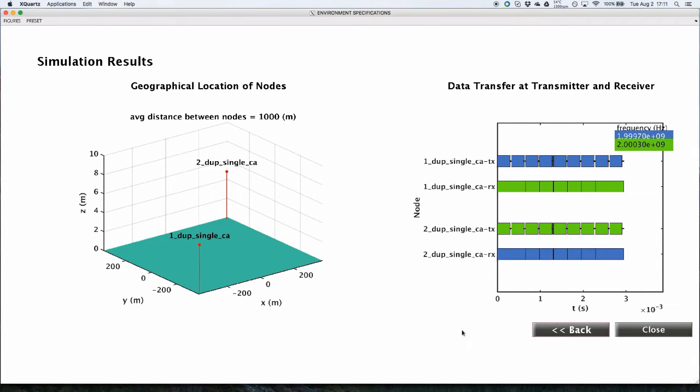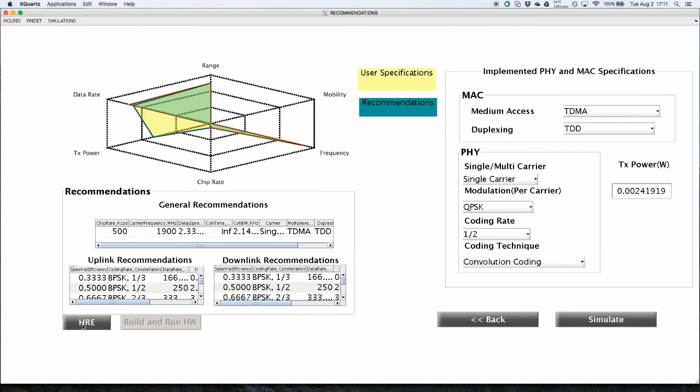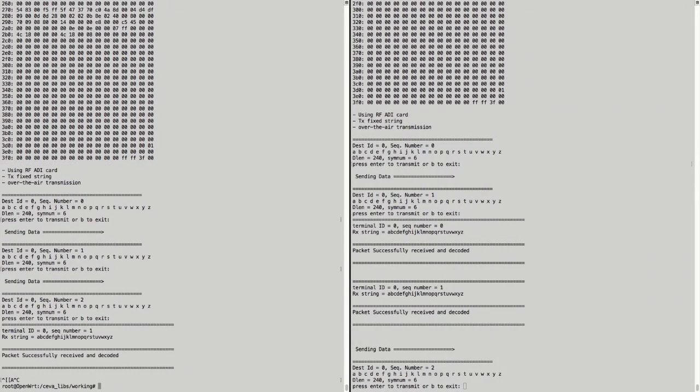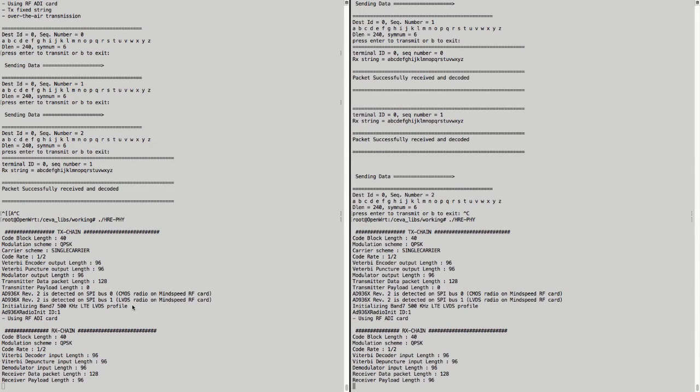So we can go back once again using the recommendation engine, and now we can execute the hardware recommendation engine. The hardware recommendation engine determines how to take the protocol which is developed and translate that into an executable which runs across the heterogeneous processor. We then install on the processor the communication protocol, and we can see here that the installed protocol is successfully working on the radios, and signals are being transmitted over the air.